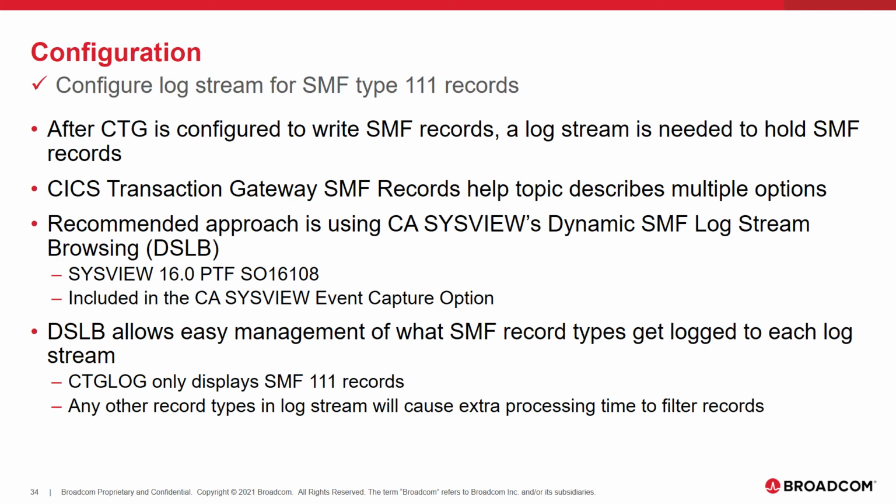DSLB is the recommended approach because it allows for easy management of what SMF record types get logged to each log stream. The CTG log command will only display SMF 111 records. If there are other record types in the same log stream that contain the 111 records, the CTG log command can possibly produce extra overhead as it needs to filter only the SMF 111 records.